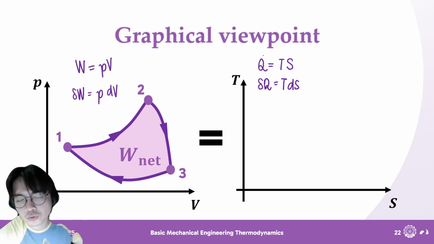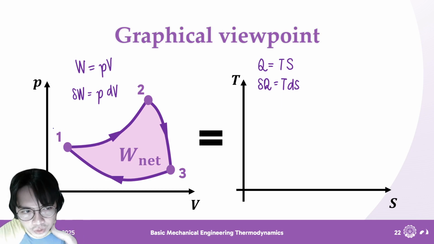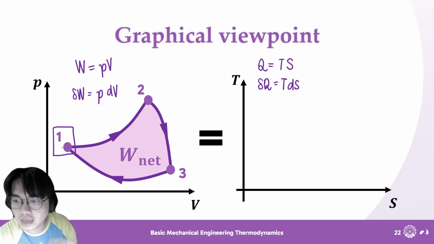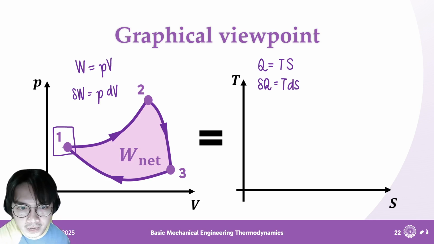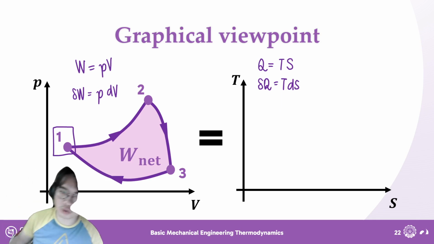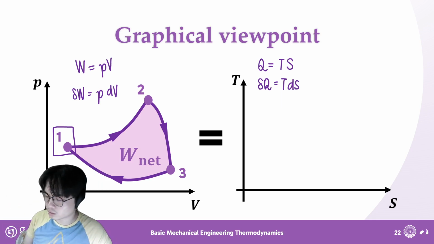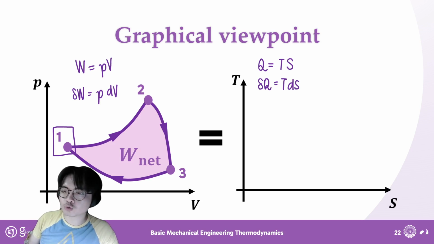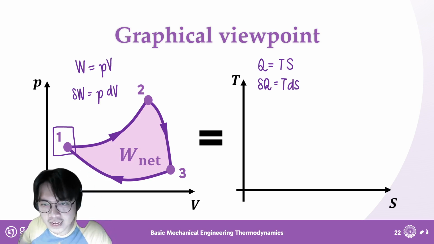And basically, you can map out, if you know the pressure and volume at state 1, you can know what their temperature and entropy are. Because it only takes two properties for you to completely define a state.